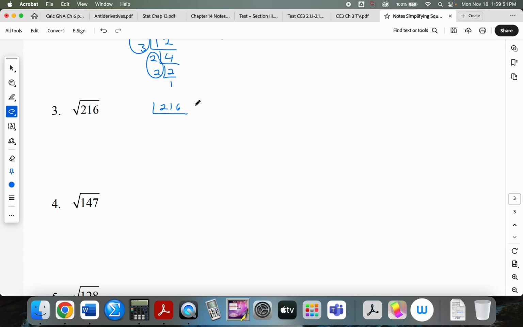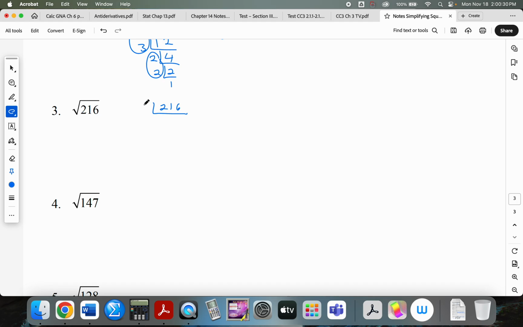Do you guys know the trick for knowing if it's divisible by 3? Yes. If you add the digits, so let me say it for you. If you add 2 plus 1 plus 6, what do you get? 9. Is 9 divisible by 3? Then so is this number. That's what it's talking about. It's a trick for divisibility by 3.